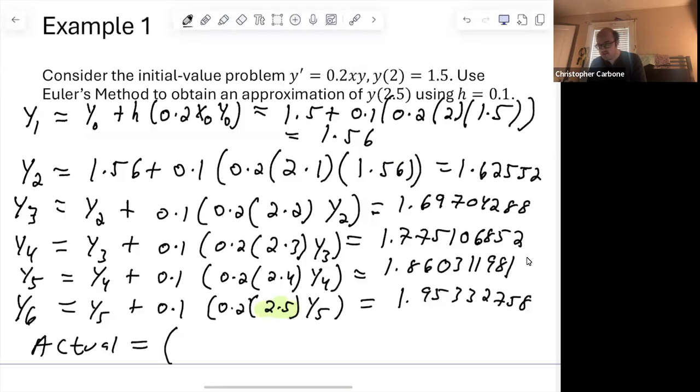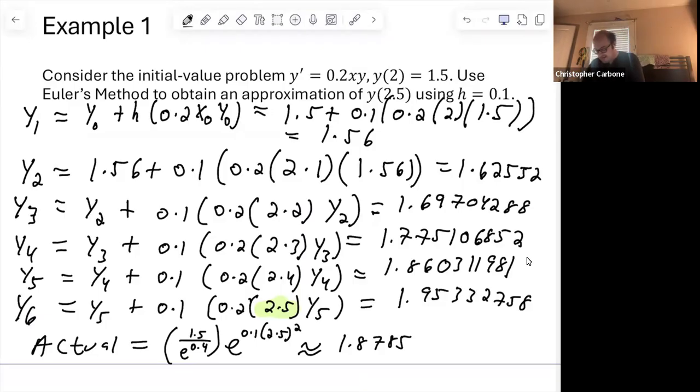Just so you know what happened here, the actual value is approximately 1.5 divided by e to the 0.4 times e to the 0.1 times 2.5 squared. That gives us an actual value of about 1.8785, which, as you can see, the approximation is above the actual value. So not entirely too accurate.